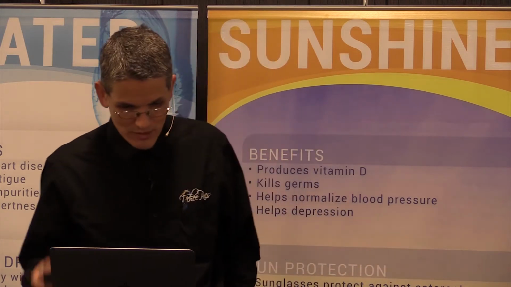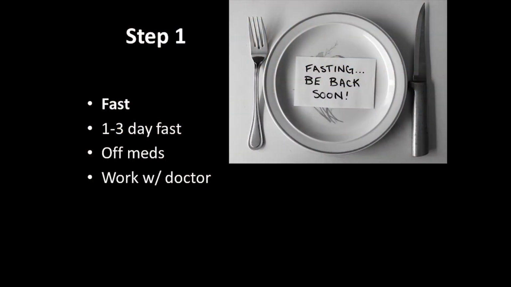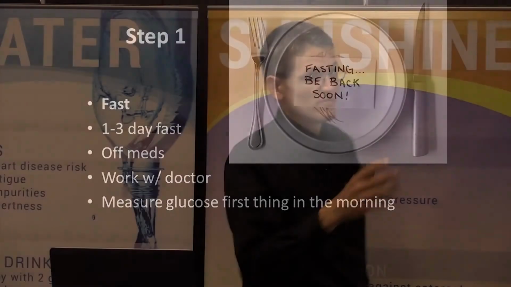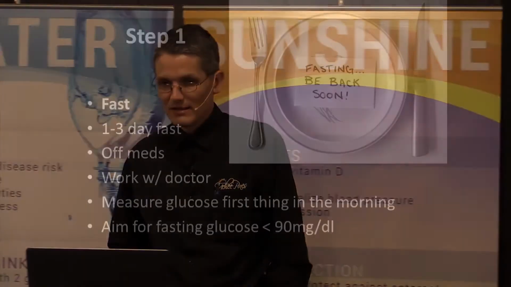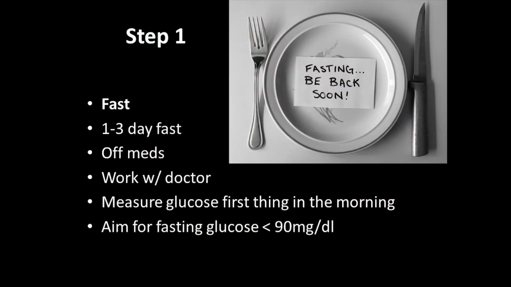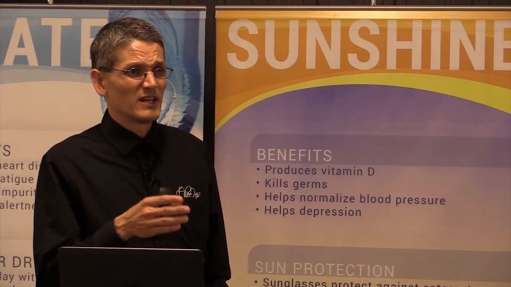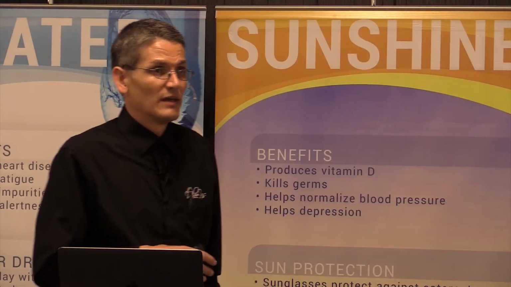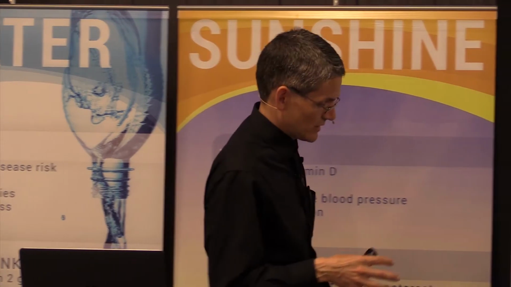So yes, work with your doctor, and you want to measure your blood sugar first thing in the morning. You're aiming for a fasting blood sugar below 90 milligrams per deciliter. Now, we have had individuals whose diabetes was fairly bad, and maybe they ended up with like 11 days of fasting before their sugars actually got down that low.